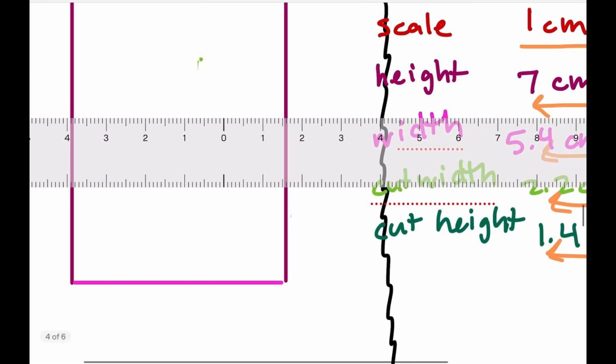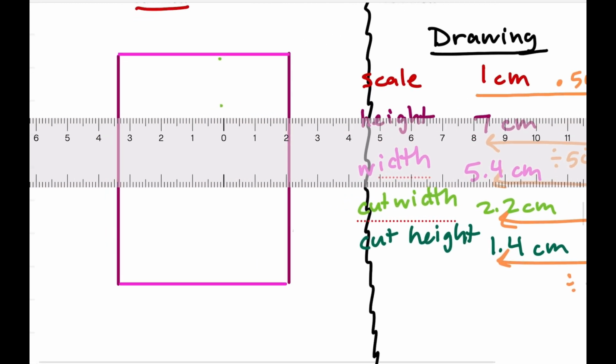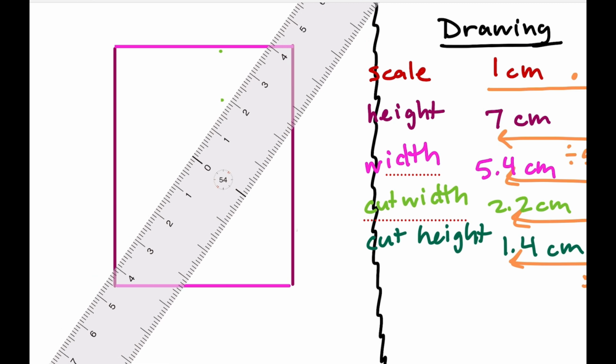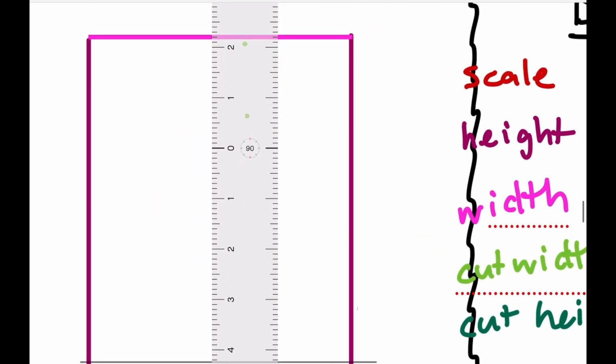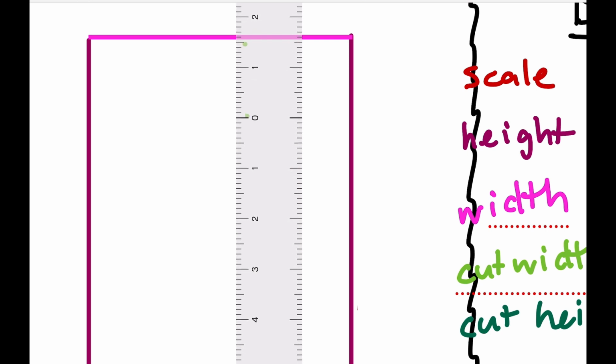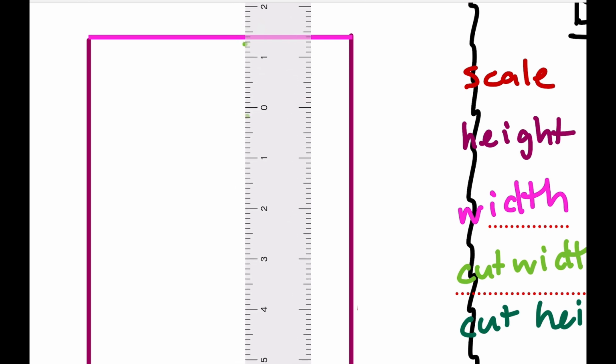Now I need to do my cut height of 1.4. So I'm going to do a similar thing where I'm going to take my ruler and twist it. And I'm going to find that 1.4, and the 1.4 is what I'm going to line up there at the top. And I already know how far over I need to go because I've already measured 2.2 over. So I know now that that is 0 to 1 to 1.4. I need to go and cut out that amount. So I'm going to make that mark there.